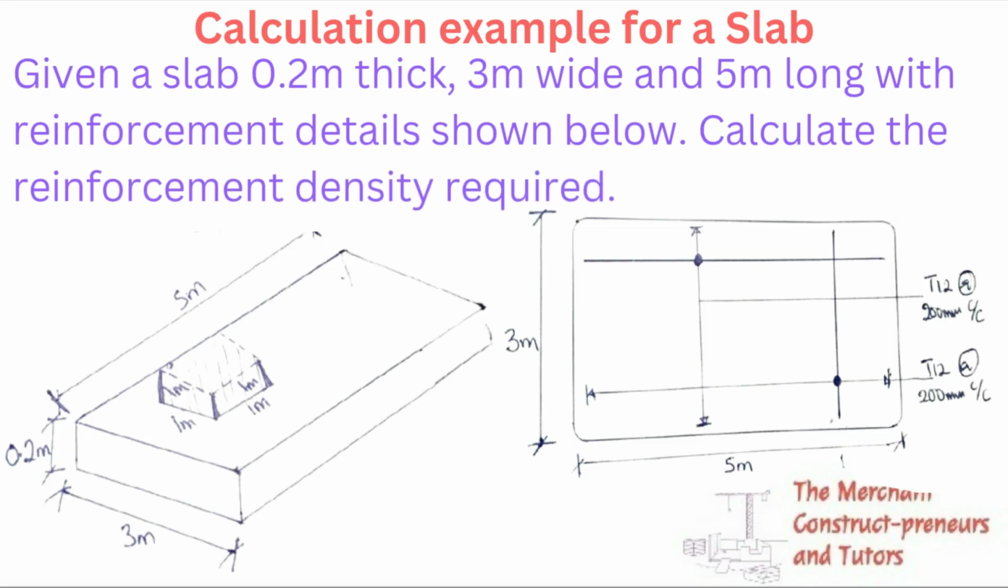So you're given a slab 0.2 meter thick, 3 meter wide, 5 meter long. So you want to calculate the reinforcement density required. And this we have the both main and distribution as T12 at 200 millimeter spacing center to center, and this is the dimension of the slab.